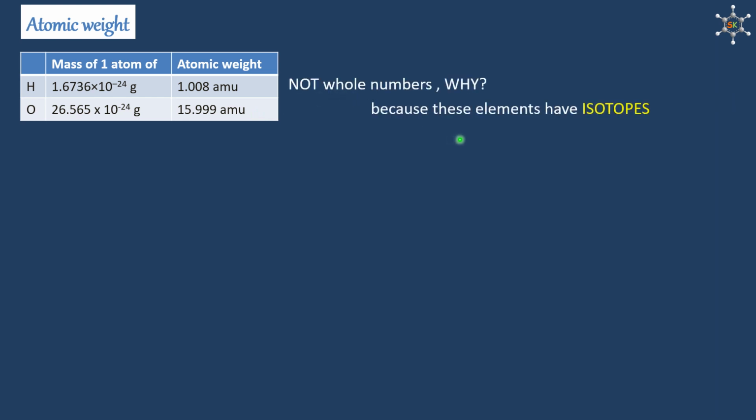Observe the atomic weight of hydrogen and oxygen. They are not whole numbers. Why? Because these elements have isotopes. What are isotopes? Let us quickly recall.